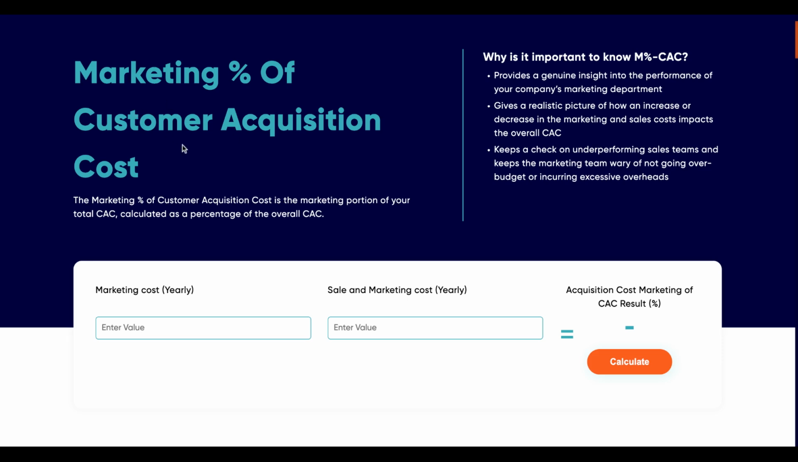So, customer acquisition cost or CAC represents total expense you incur to acquire a single customer, right? But within this cost, marketing plays a significant role. And marketing percentage of customer acquisition helps us quantify how much of our overall customer acquisition efforts is driven by marketing activities. So, marketing cost is actually a subset of broader sales and marketing cost.